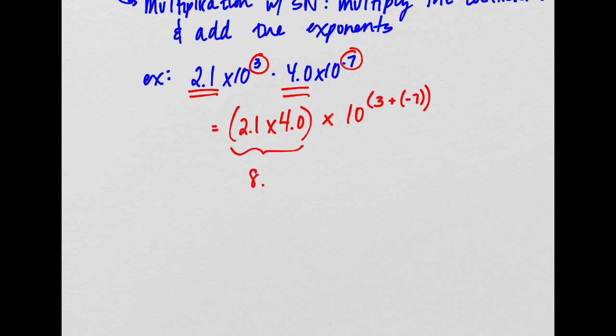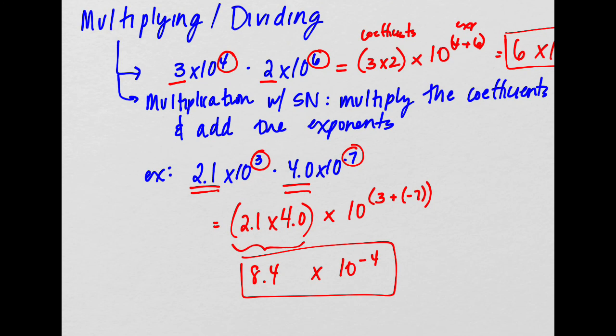That is 8.4. It's late. 8.4. And then we have times 10 to the 3 plus negative 7. So 3 plus negative 7 is negative 4. So there we go. That's pretty simple. When we're multiplying, we just multiply the coefficients, the numbers we have here and here, and then add the exponents.